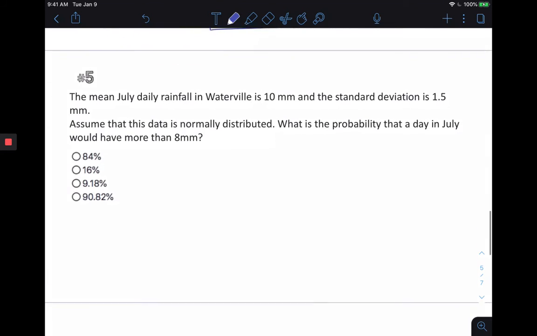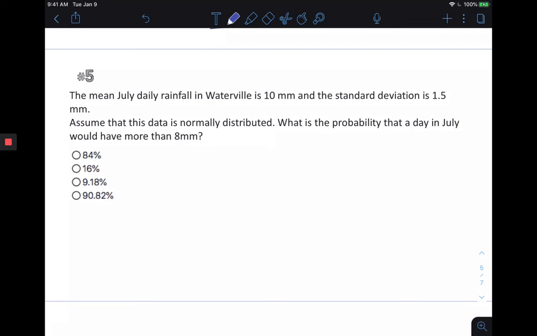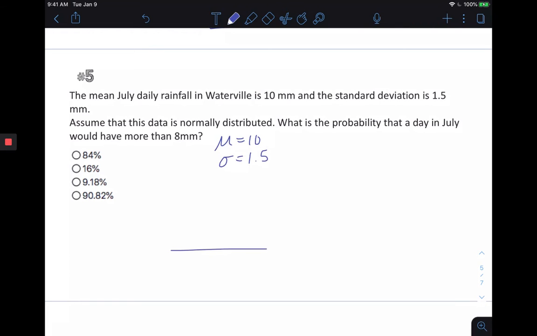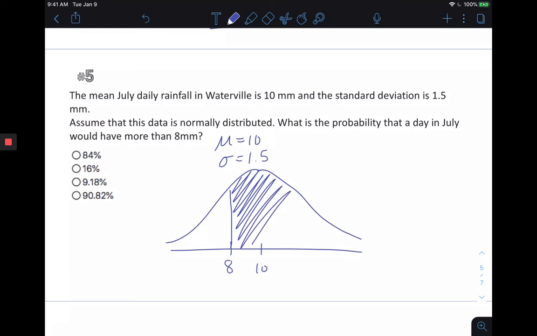And last one, the mean July daily rainfall in Waterville is 10 millimeters, and the standard deviation is 1.5 millimeters. This data is normally distributed. What's the probability that a day in July will have more than 8 millimeters? So 8 down here, because it's to the left of 10. It's smaller than 10, so we know it's to the left. And we want more than 8, so that is this way, to the right.